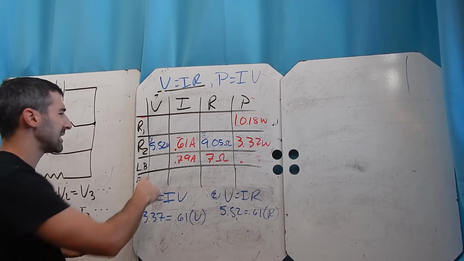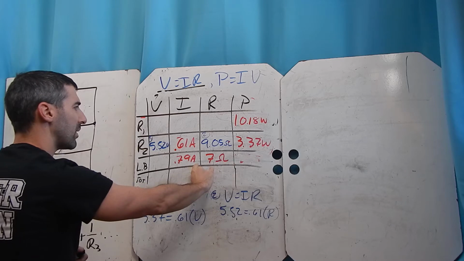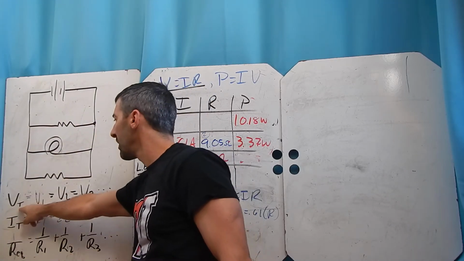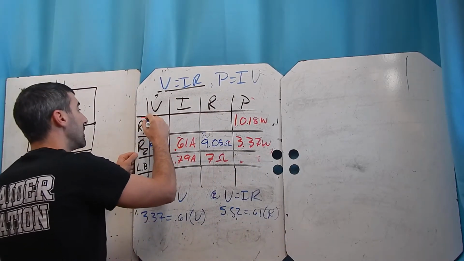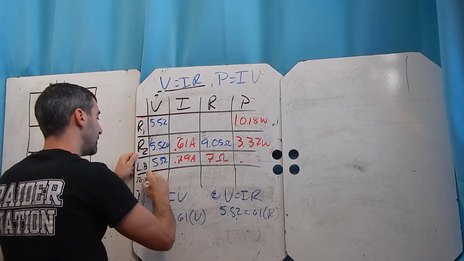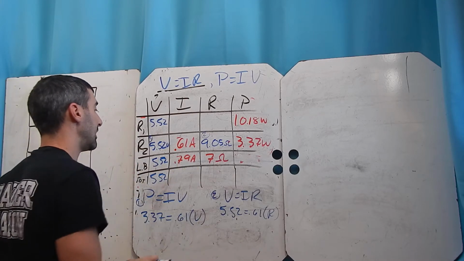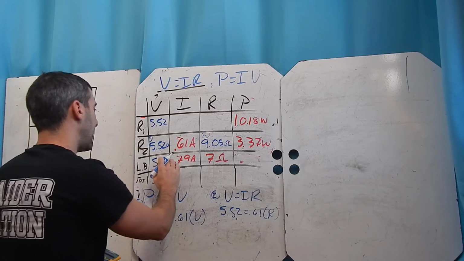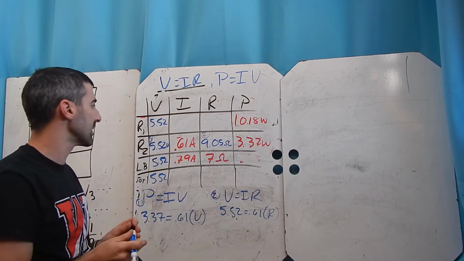Now what do I do? Well, let's see. I know V equals I times R, and I can work with that, but I also know my rules. Once I know one voltage, I know all the voltages, which means 5.52, 5.52, 5.52, and I can check that if I want. V equals I times R. So 0.79 times 7 is 5.53, so that's close enough. Probably a rounding error, so that looks like it works.